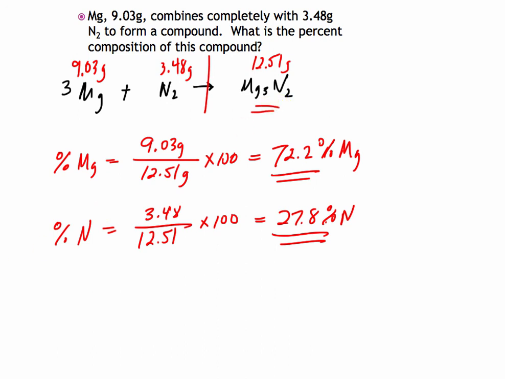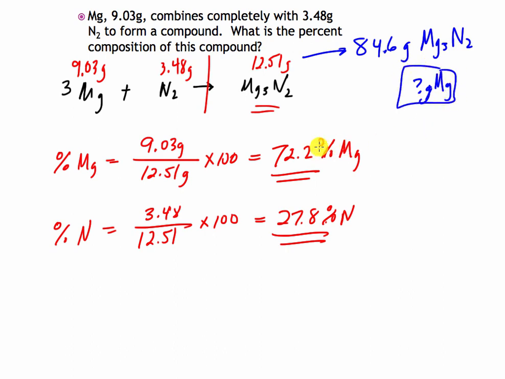These percentages are always going to go with the substance. If I did this problem again later, I could change it and say, maybe instead of reacting 9 and 3, I reacted a different number and got 84.6 grams of the compound, magnesium nitride. Could you tell me what the mass of magnesium was in there? Couldn't you do that using that percentage? I'm not going to do it, but you can probably figure that out. That's mass percents. Thanks a lot, guys.